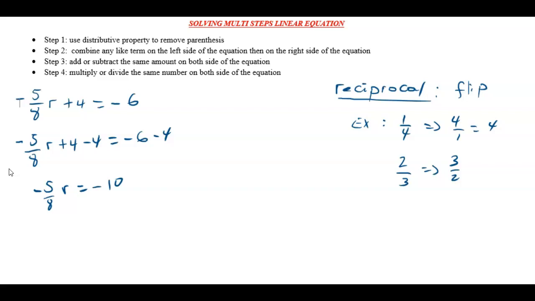Now, let's go back to our example. The reciprocal of negative 5 over 8 is negative 8 over 5. So you're going to multiply everything by negative 8 over 5.